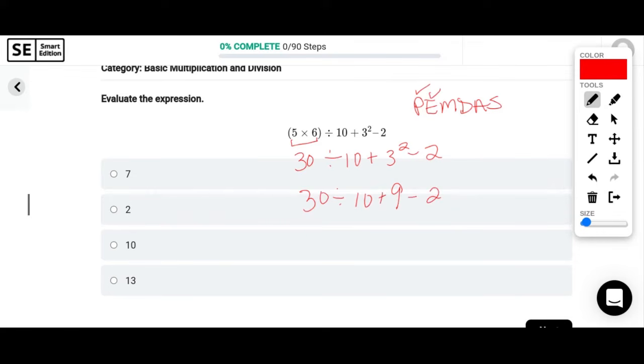Now I'm going to work through multiplication and division. Working left to right, it looks like I just have this here. 30 divided by 10 is 3. Plus 9 minus 2. Addition and subtraction, again, working left to right. 3 plus 9 is 12. Minus 2 would get me to 10.